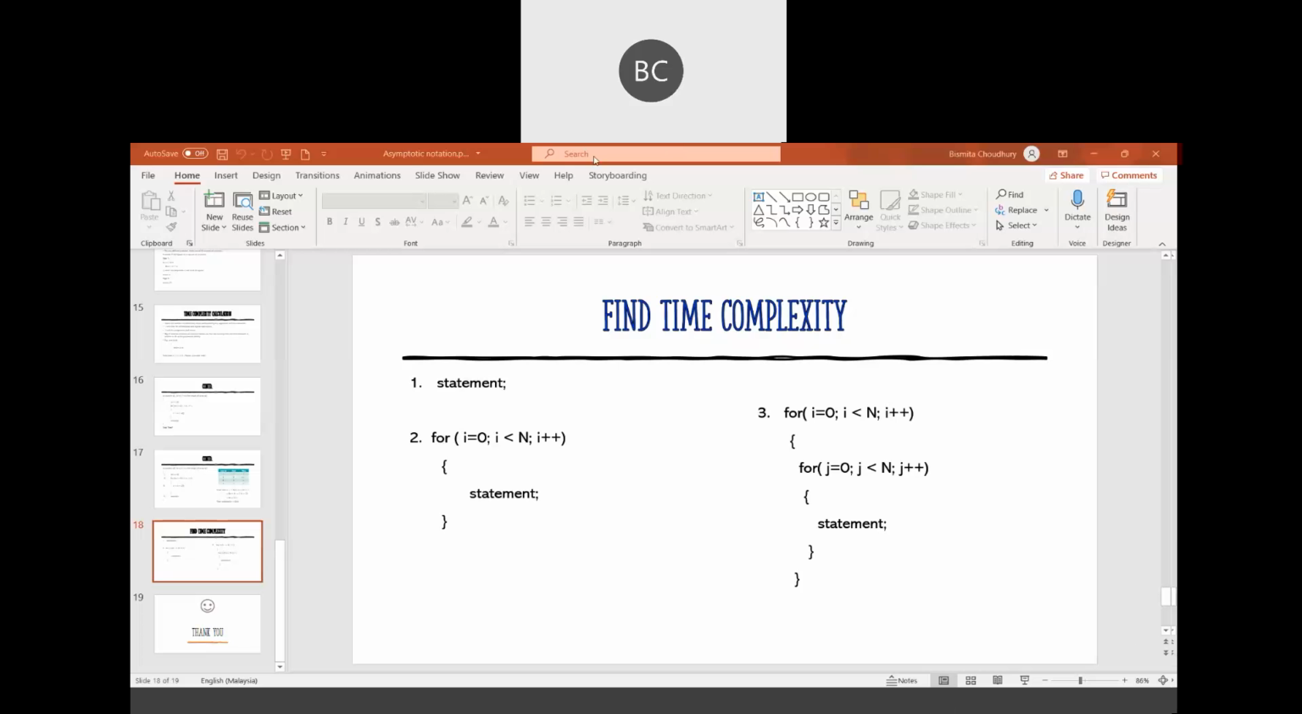Let me show you some shortcuts how you can find complexity of any piece of code. Means there are certain time complexity for normal loops, then nested loops, then we have if else statements and all. Okay.